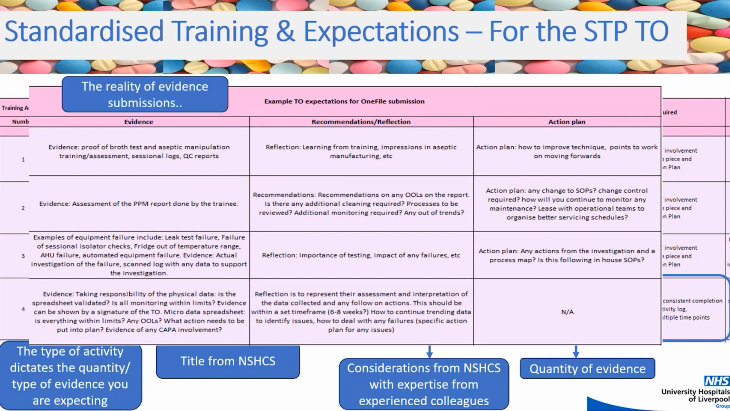So what we now have is the reality of evidence submissions. For each of the different training activities, it's broken down into the type of training activity that it is. With the first one being a DTA, you will be expecting three different levels of evidence. Your evidence for the first one would be the production of a report, for instance. Then you would also expect a reflection of some form, and then an action plan.